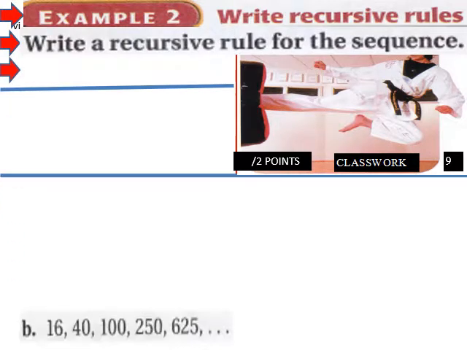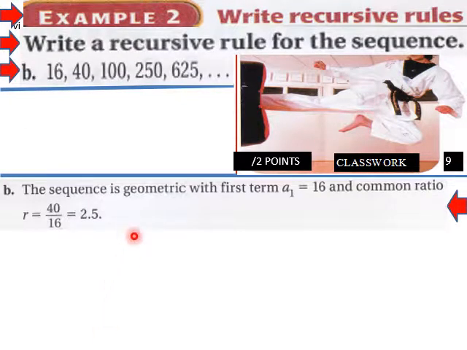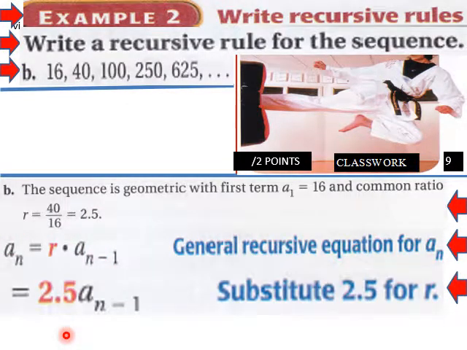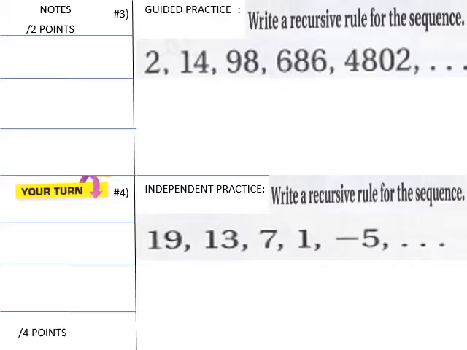Write recursive rules. Write a recursive rule for the sequence. Here's a sequence here. The sequence is geometric. The first term is 16, and the common ratio is 2.5. So here is our geometric sequence formula here. So we plug in 2.5 times a sub n minus 1. So the recursive rule for the sequence is a sub 1 equals 16, and a sub n equals 2.5 times a sub n minus 1.